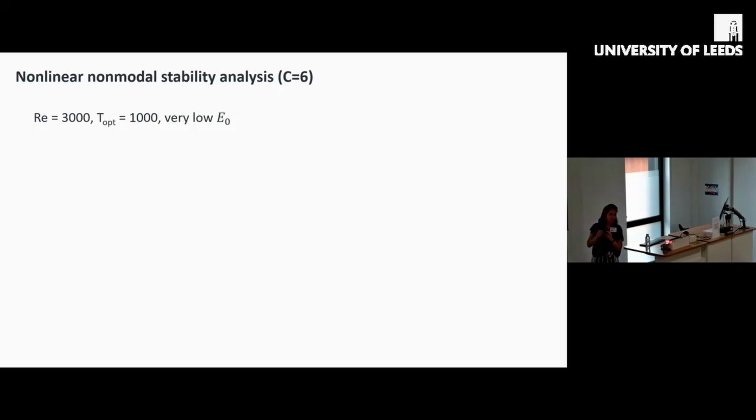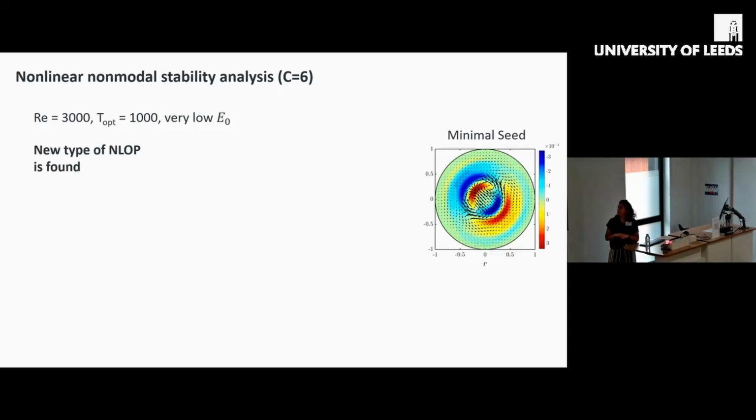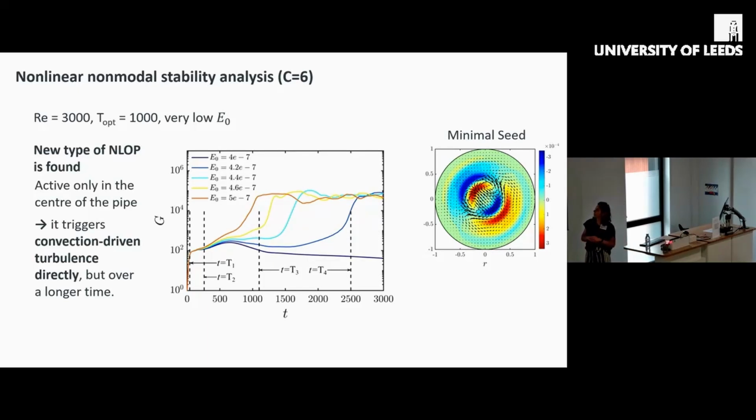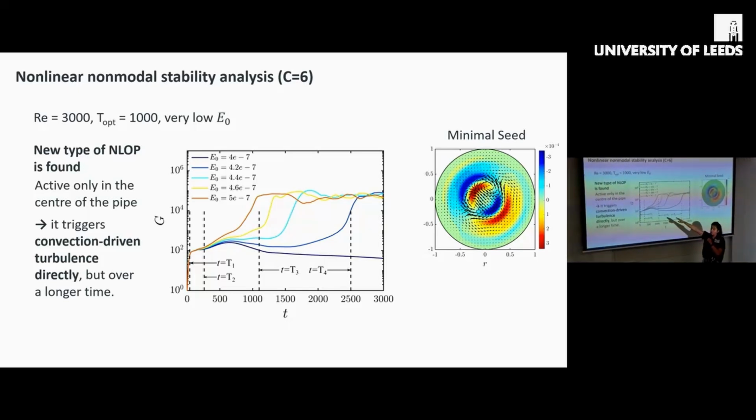Starting from a very small initial energy and extending a lot the time horizon, we found a new nonlinear optimal disturbance. So this looks very different. It is mainly active in the center of the pipe, and it has these two pairs of streamwise vortices. And actually, the cross-flow components here are much smaller than the streamwise one. If we look at the transition process starting from this minimal seed to convective turbulence, we see that it triggered convective turbulence directly, but over a very long time.